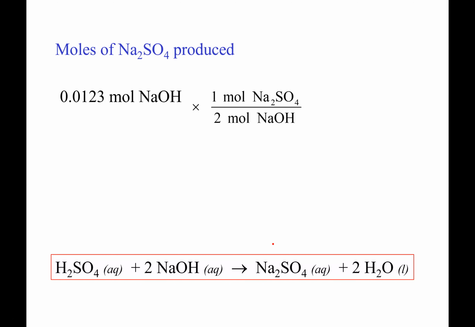Yep, 1 mole Na2SO4 over 2 moles NaOH. So if we keep ourselves to 3 sig figs, you'll get 0.00615 moles of Na2SO4. So now we're over to the thing we're trying to get the molarity of. We can get molarity by taking moles divided by volume.